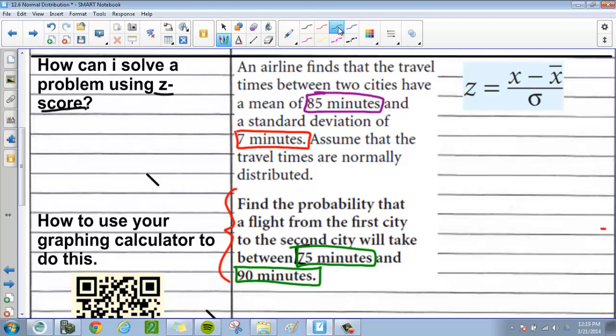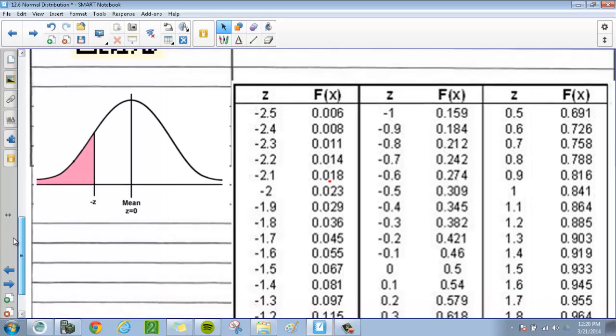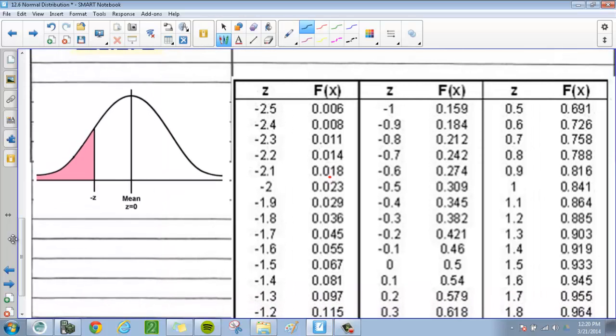Well, here's a quick flow. The first thing we have to do is find the z-scores for both these 75 and these 90 minutes. Once we find the z-scores by putting them into this formula right up here, we're going to have to use this table down here. It's like a z-score table. And here's how you read it. Once you find the z-score for something, you find it in this column or this column. Let's say the z-score was -2. When you find -2, the probability that it was that z-score or less is given right here. That's the probability given right there. So that's how you read this table.